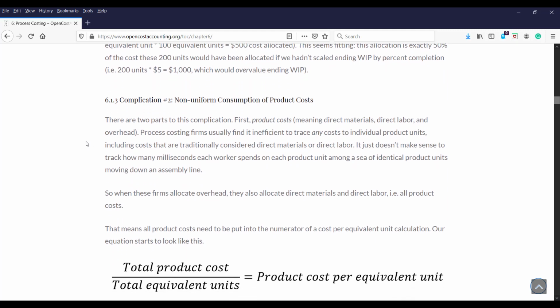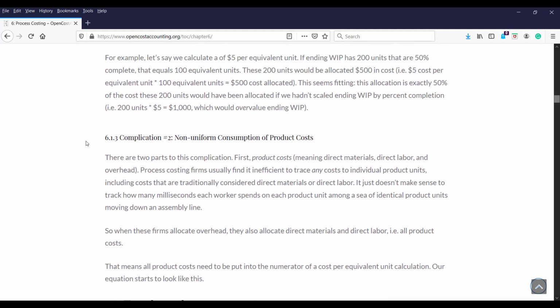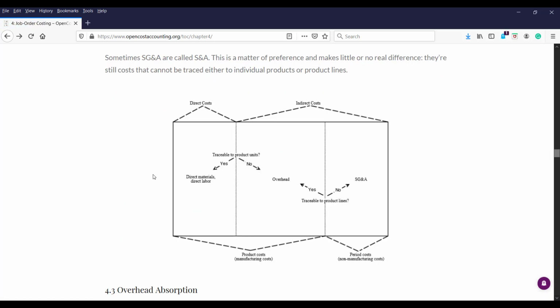We have non-uniform consumption of product costs. So again, I just did push the back arrow to chapter 4. We have this idea of product costs. And if we have homogeneous and interchangeable units, technically we could trace direct materials and direct labor to them. That's the definition of this. But why would we? Honestly, if they're marbles and they're all the same and they're all going to take the same amount of glass and paint and labor, whatever kind of labor you do to create mass-produced marbles, then why would we trace individual materials and labor to each product?